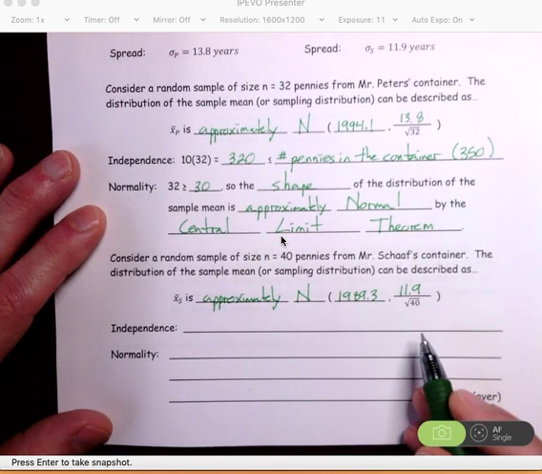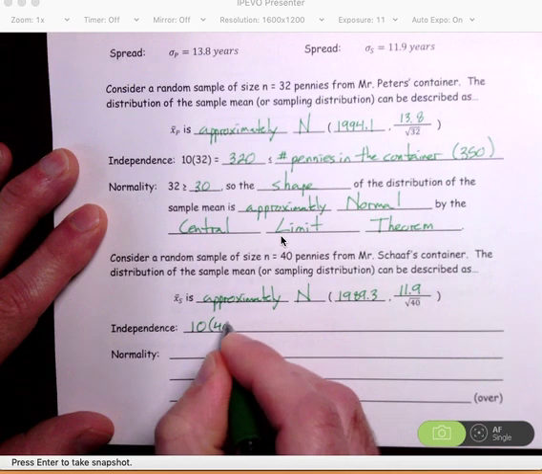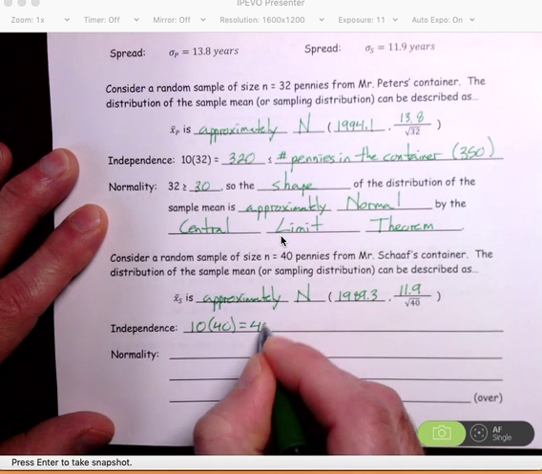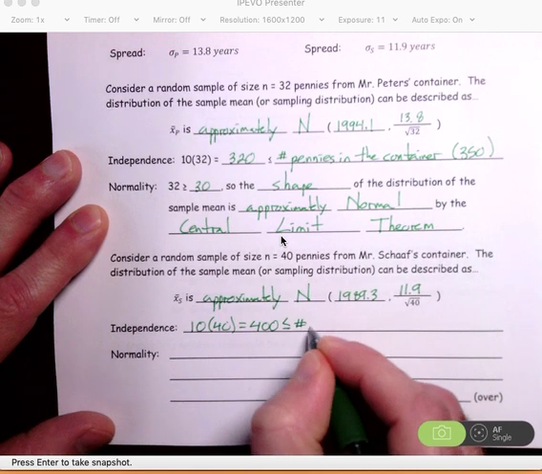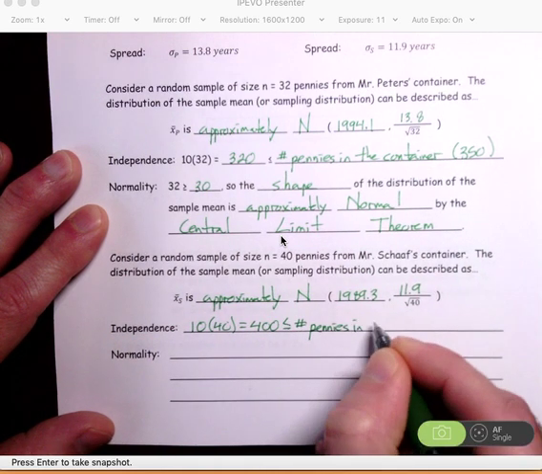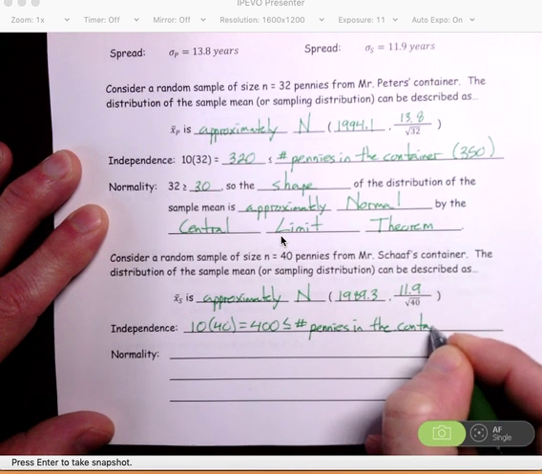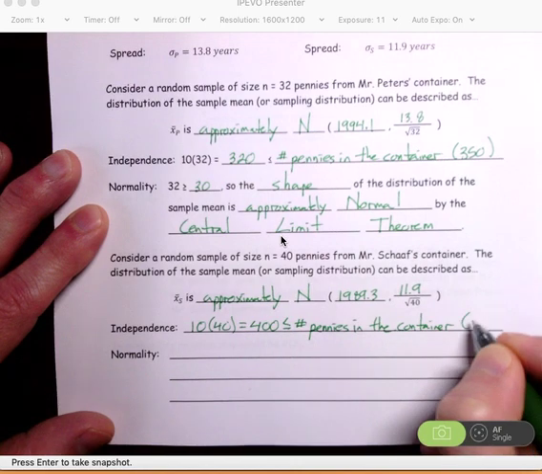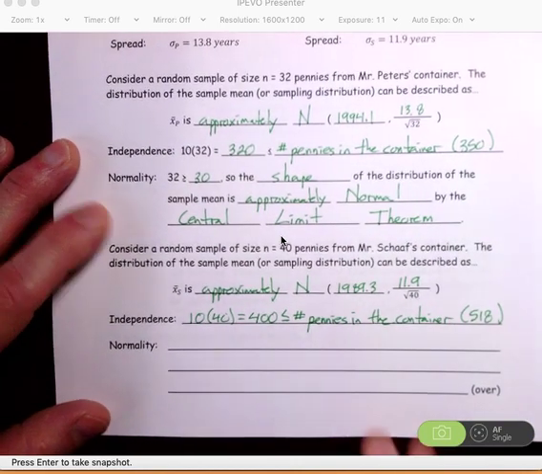And again, the conditions are the same. In terms of independence, 10 times 40, that's 400. That needs to be less than or equal to the number of pennies in the container. And that's true, there are 518. And the normality condition is the same.